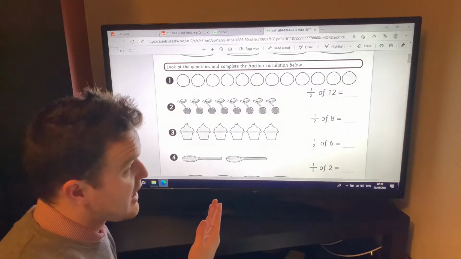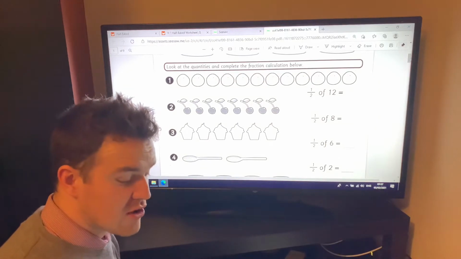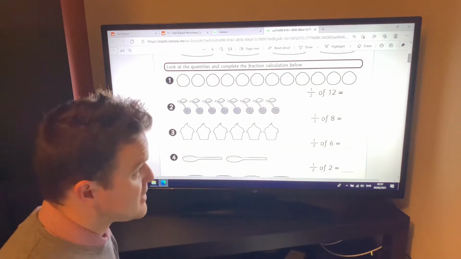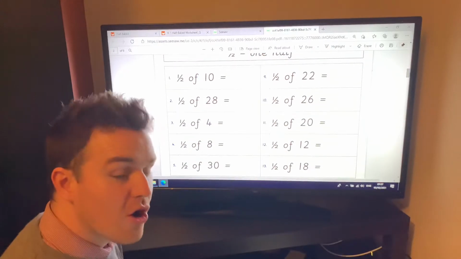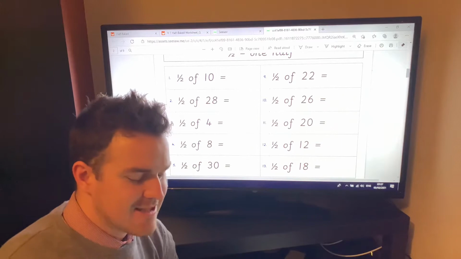Then you've got some other half questions similar. Maybe you can draw a line, you can colour them, whatever way is easiest for you. You can circle them, put them in groups, find out half of each of those numbers. But you don't always have a picture to help you, okay? Sometimes you have to work it out yourself.